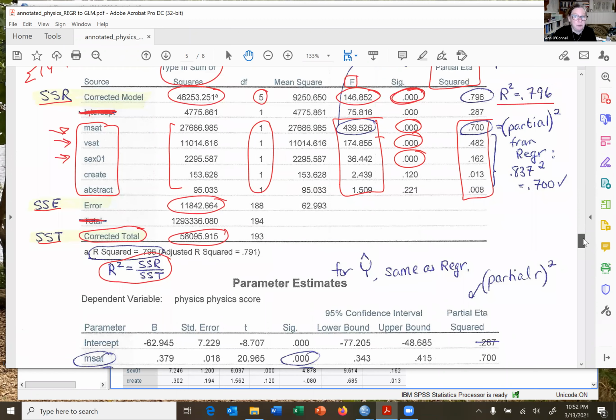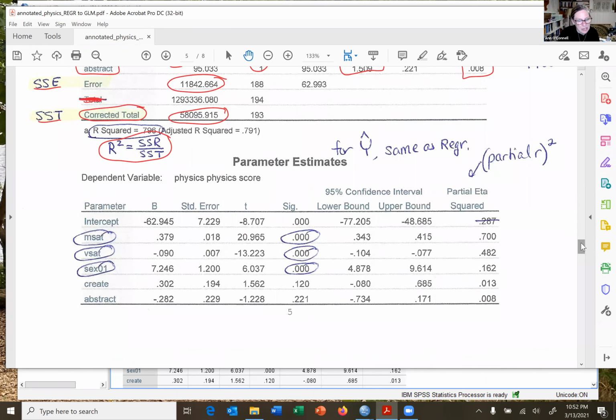And in published papers, those entries for the intercept and the total are excluded. It would be extremely rare that they would be included in the ANOVA table. Now, the next table we see are the parameter estimates.